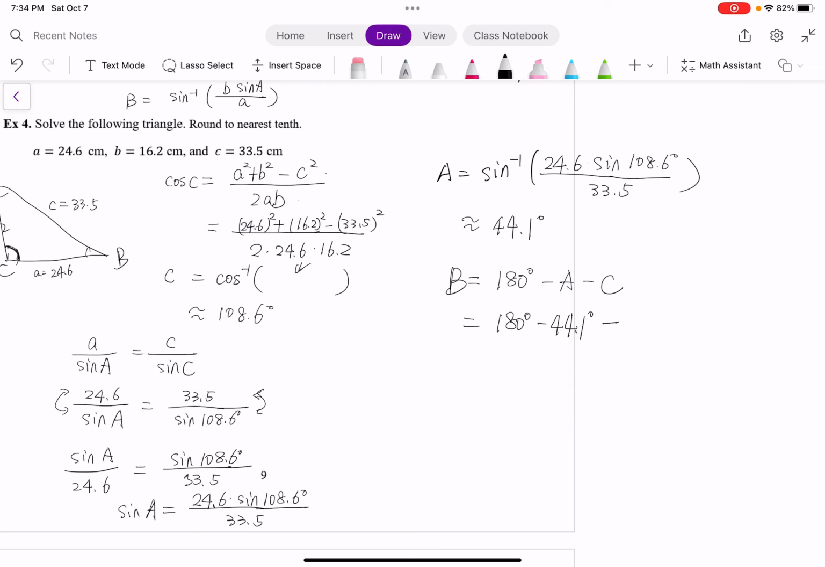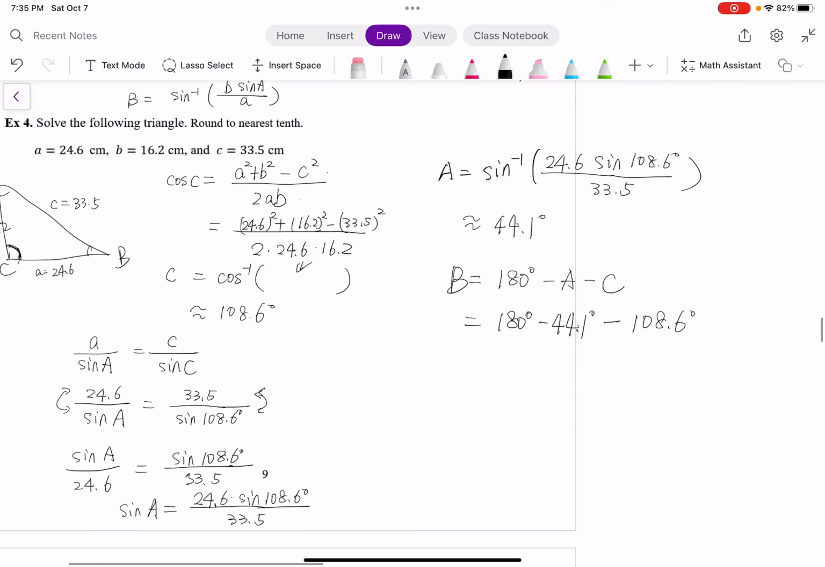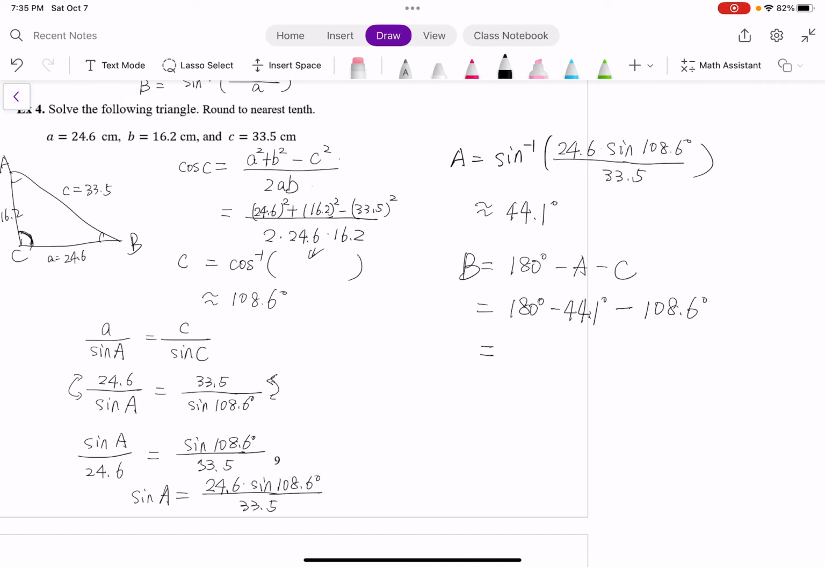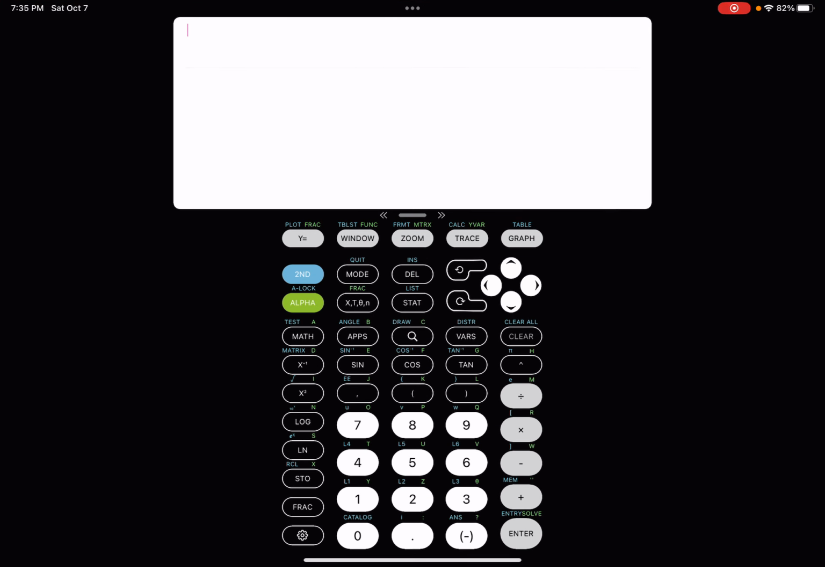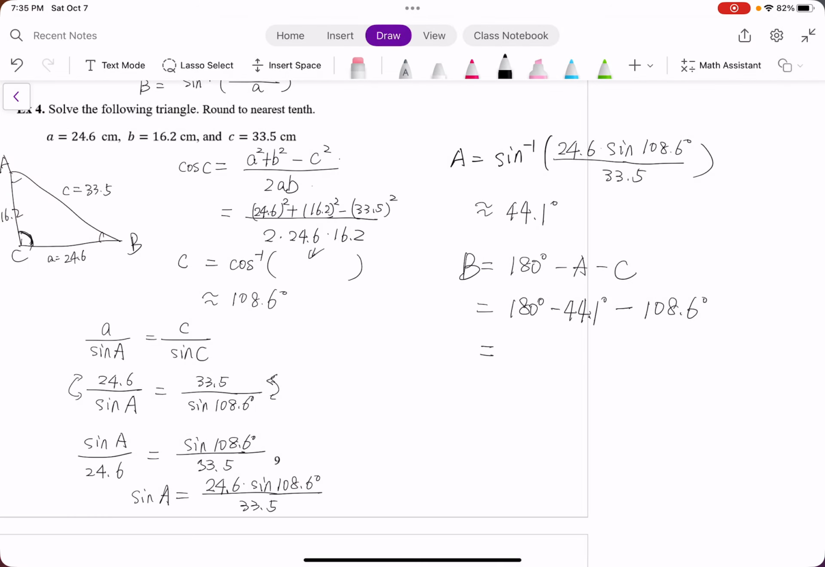Then minus C. C is 108.6 degrees. So the angle B, do the subtraction. We have 180 minus A. A is 44.1, minus B, minus C is 108.6. So we are having 27.3 degrees.